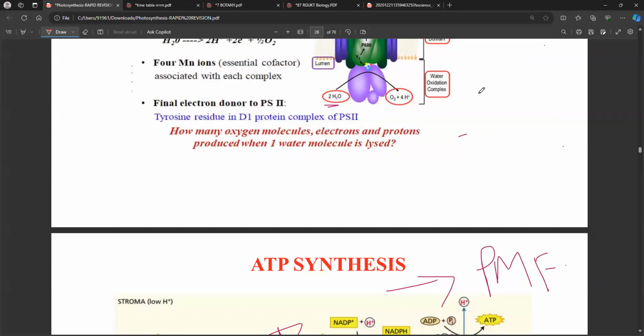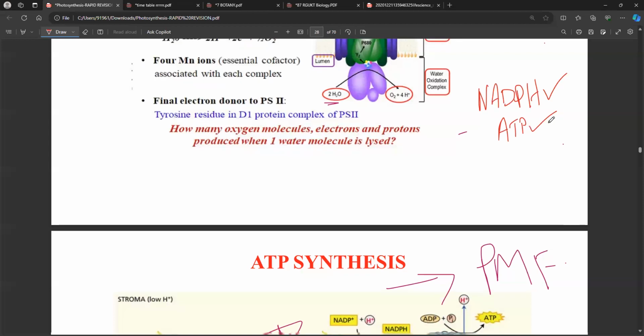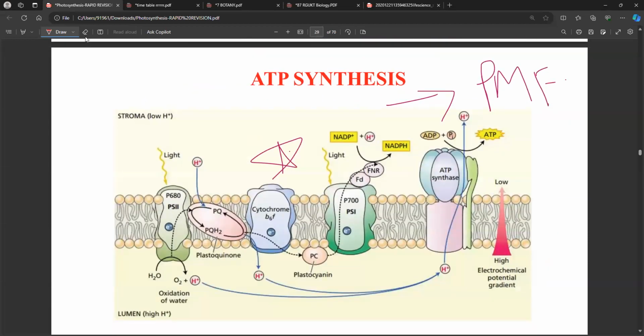We also studied very clearly, in the case of non-cyclic photophosphorylation, how NADPH is getting produced. Now we have to focus on how exactly ATP is getting synthesized. I have already told all the students very clearly that the production of ATP in the light reactions is exclusively facilitated by a proton motive force.